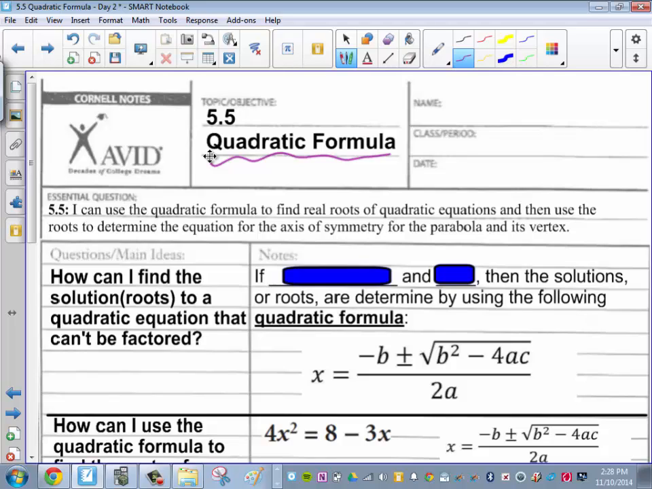Yes, the quadratic formula: x equals negative b plus or minus the square root of b squared minus 4ac, all over 2a. Maybe I'll play that in the background for you guys while I'm doing this. I'll look for it a little bit later.